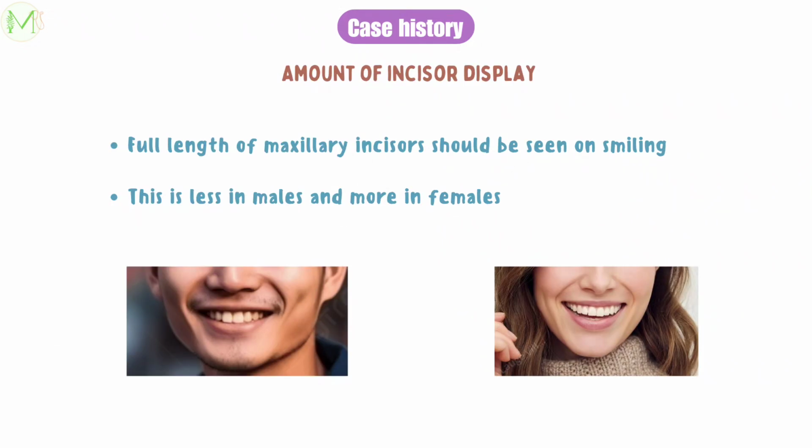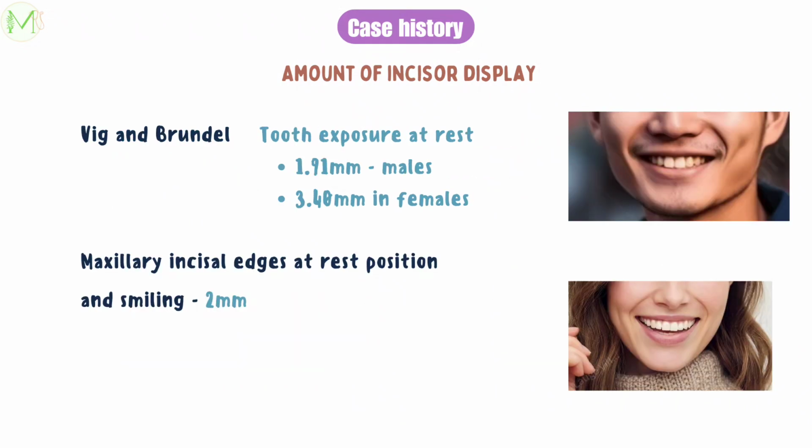The amount of incisor exposure at rest is a crucial aesthetic parameter because the signs of aging decrease the exposure of maxillary incisors. Generally, males have less incisor exposure when compared to females, and males show more mandibular incisor exposure. We need to record the amount of incisor exposure at rest, when the patient is speaking, and smiling. According to Wig and Brundle, tooth exposure at rest is 1.91 mm in males and 3.40 mm in females. In normal cases, maxillary incisal edges at rest position and smiling should be 2 mm.